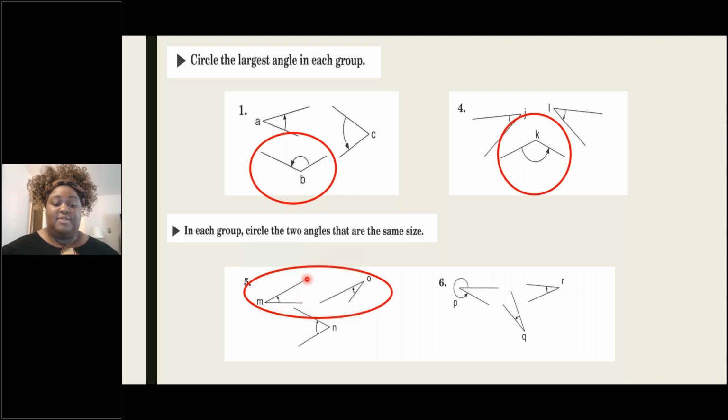What's important to remember, even though these may be flipped different ways, and we see that the sides are different lengths, that angle is the same. So looking at number 6, we have angle P, angle Q, and angle R. Which two are the same size? Okay, so it'll be angles Q and R. Even once again, even though those sides are different lengths, those angles are the same. Okay, let's keep going.